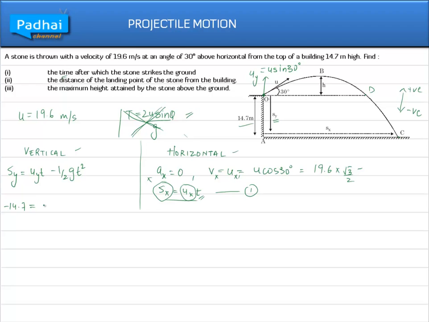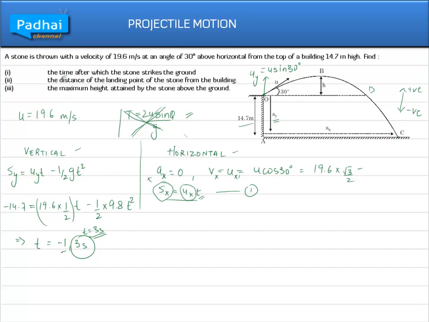Am I right? So this will be equal to u sine 30, or 19.6 into 1 by 2, right? Sine 30 is what? 1 by 2, into t, minus half g t square, which we can take as 9.8 into t square. Now if we solve this quadratic equation, we will get t as -1 and 3. Since time cannot be negative, the only correct answer is t equals 3 seconds, right? So this is how we proceed.